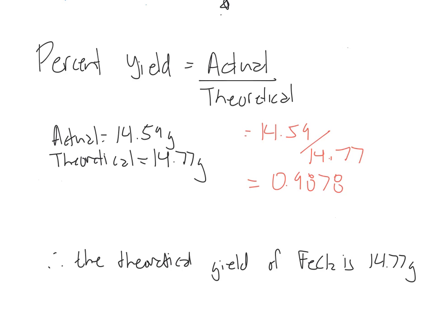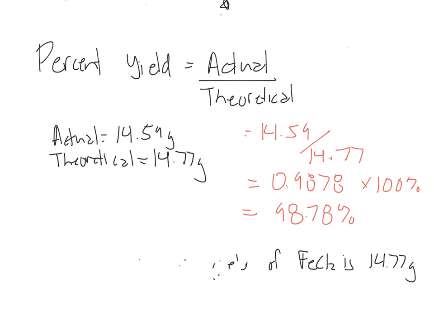But remember, I'm looking for a percent. So I always want to multiply this number, this decimal, by 100%. And that is going to give me a percent yield of 98.78%. So we can go ahead and erase this old therefore statement.